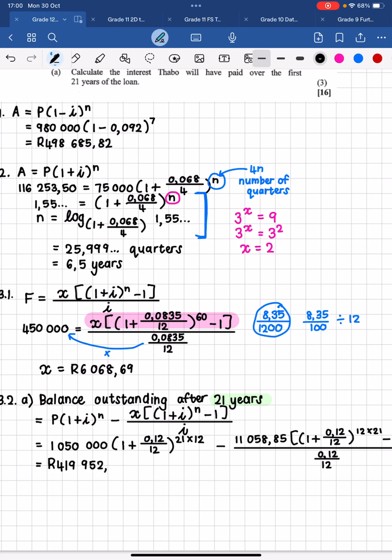952 Rand and 39 cents. Okay, so that is the balance outstanding after 21 years. Guys, that is a little bit distressing, because imagine you took out a loan for 1,050,000 Rand and for 21 years, every single month you have paid an amount of 11,000 Rand, but you still owe 419,000 Rand. That's terrible. Terrible, terrible, terrible.